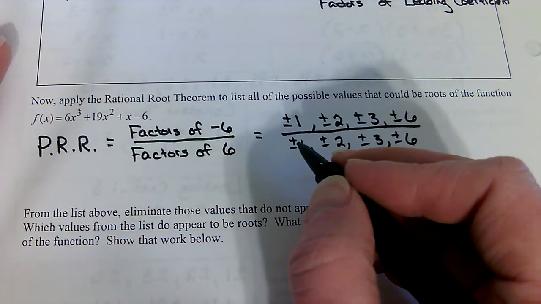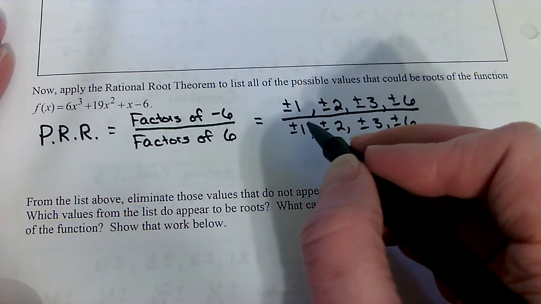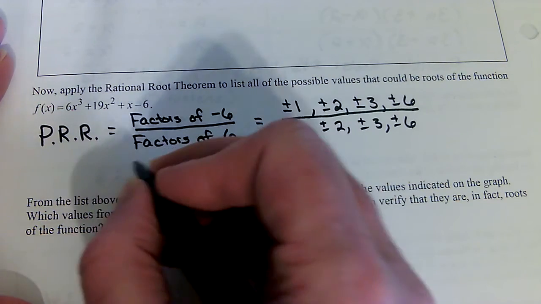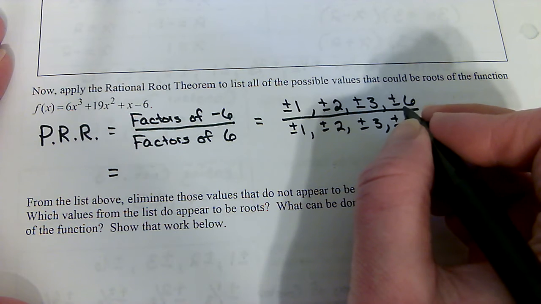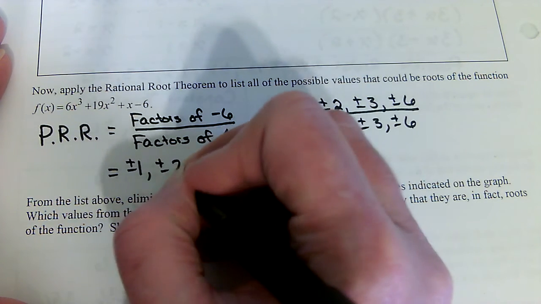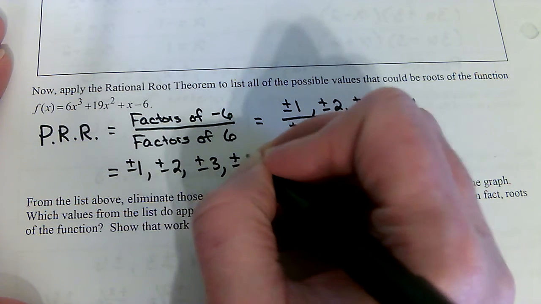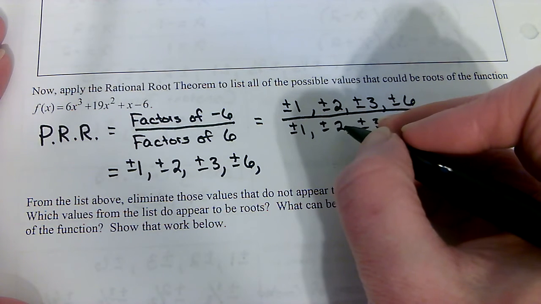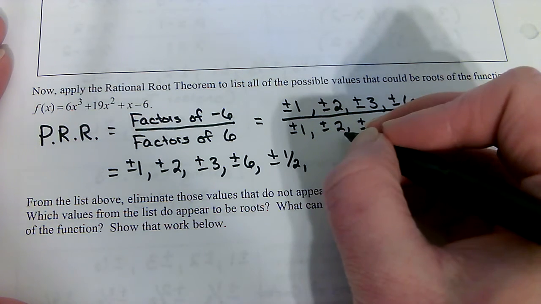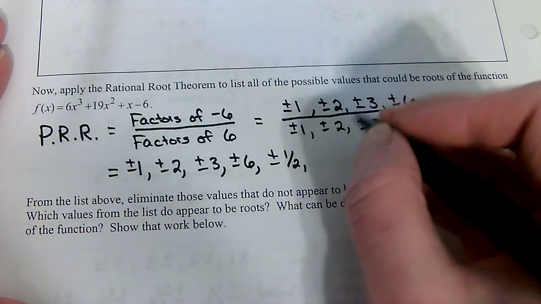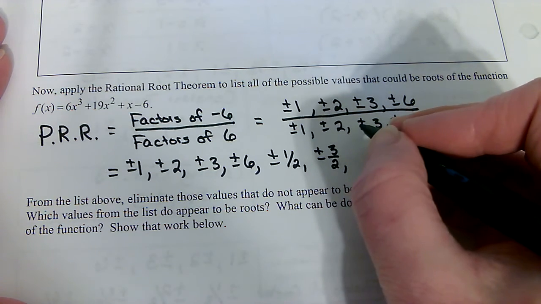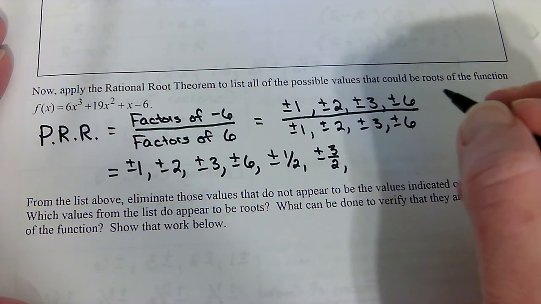Now all we have to do is divide. So I usually like dividing everything by 1, then everything by 2, and so forth. That's just a personal preference. So I'm going to divide each of these numbers in the top by 1, which is just going to be plus or minus 1, plus or minus 2, plus or minus 3, and plus or minus 6. Now I'm going to divide each one by 2. So 1 divided by 2, 2 divided by 2, well, that's just 1. 3 divided by 2, 6 divided by 2, which is just 3, so I don't need to write that again.